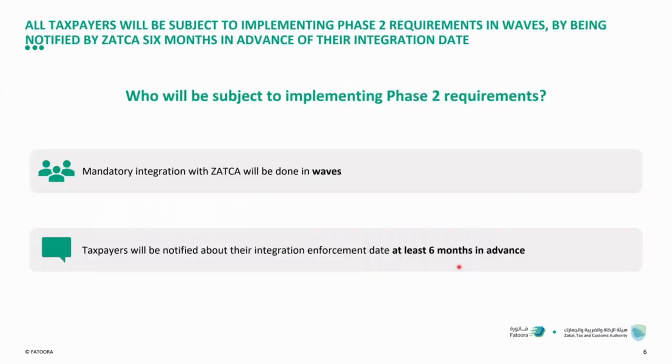So moving forward, who will be subject to the implementation of phase 2 requirements? As we mentioned previously, the phase 2 requirements are going to be enforced in waves. Right now, we're announcing wave 1 of our taxpayers to be included in the first wave. Of course, any taxpayer is going to be notified about that. We're going to give them a head start of at least 6 months for them to prepare for the integration. We understand the taxpayer environment might be complicated. They might need some time. So we dedicated at least 6 months in advance for them to prepare their systems and their environment in general.